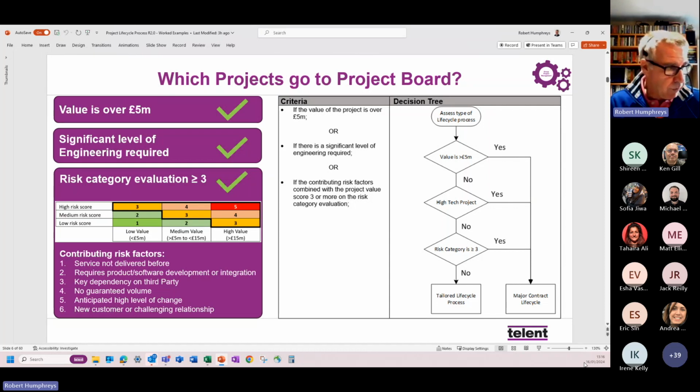And if it's 3 or above, even for those low value projects, as I said, if there's a high risk associated with that project, although the value is below 5 million, it may well be that you'll be expected to go to project board, because of that level of complexity, because of the fact we're trying to win new work with a new customer. That may all lead into it being strategically important enough for it to go to project board.